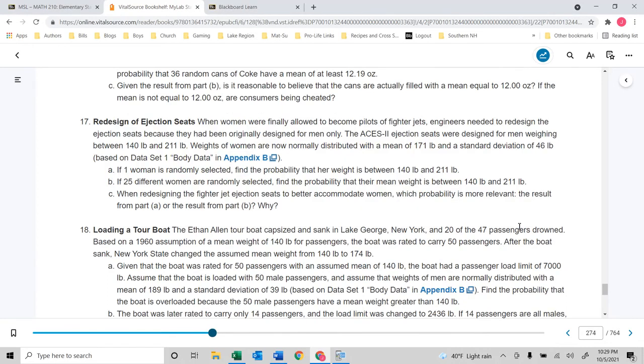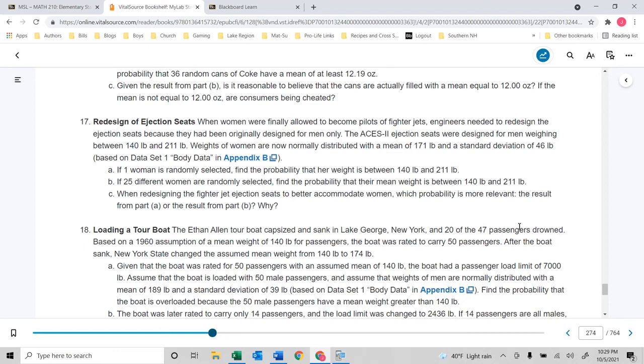So I'm going to do number 17 here to go over the central limit theorem. We have the redesign of ejection seats. When women were finally allowed to become pilots of fighter jets, engineers needed to redesign the ejection seats because they had been originally designed for men only. The ACES 2 ejection seat was designed for men weighing between 140 and 211 pounds.